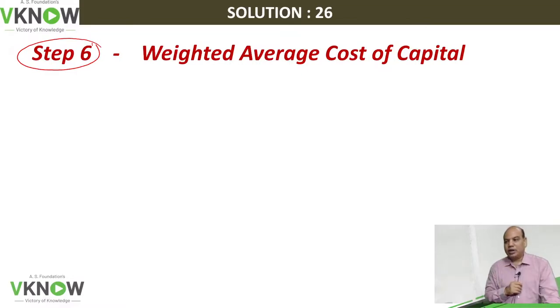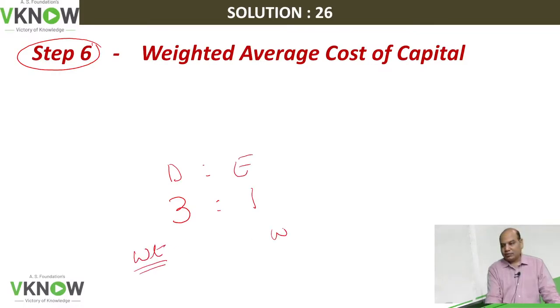Step number 6, weighted average cost of capital. Very good. What is the weight of debt and equity? Tell me, if it is a 3:1 debt equity ratio, what will be the weight of debt and weight of equity? 3:1 means how much weight is assigned to debt? Total is 4. So weight of debt will be 3/4. Weight of equity will be 1/4.